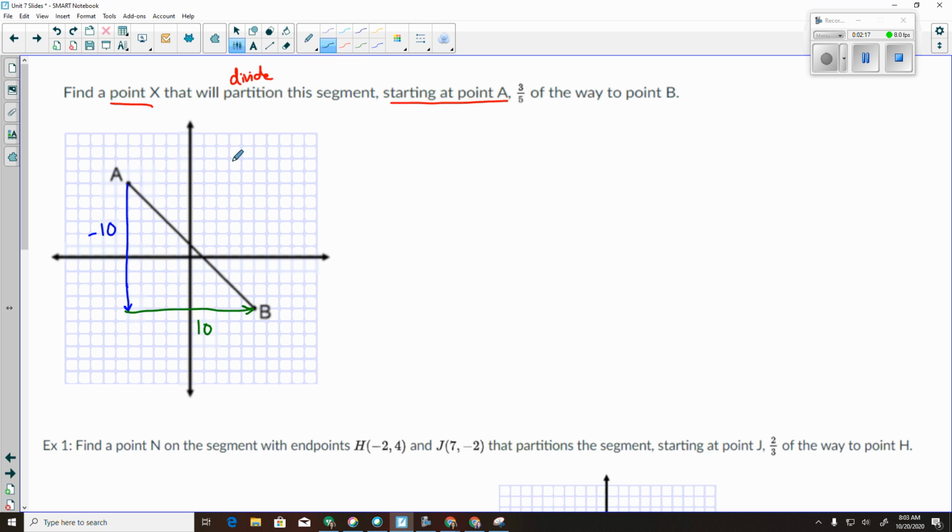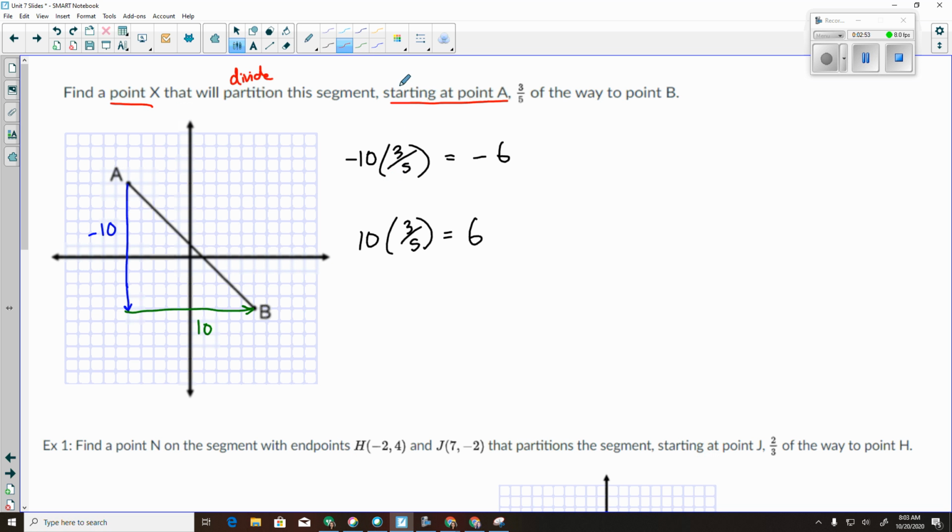What I am now going to do is take this rise and this run, and multiply both of these numbers by 3/5. So I'll do -10 multiplied by 3/5 and +10 multiplied by 3/5. If you do this within your calculator, I'm going to get -6 for this number, and then +6 for this one. So now what do I do with those values?